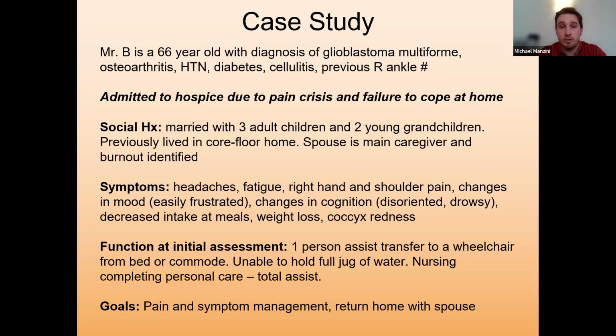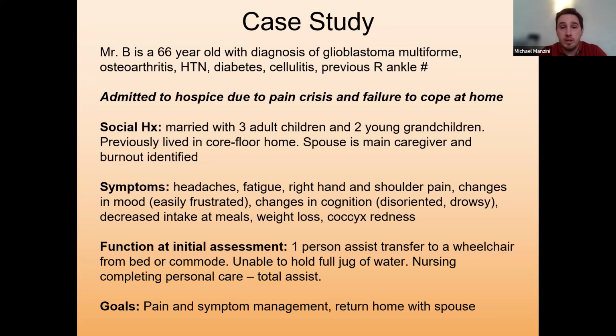He's very easily frustrated. Changes in cognition. He can be disoriented at times, quite drowsy in others. Decreased intake at meals and associated weight loss. And nursing noted a reddened coccyx wound as well.